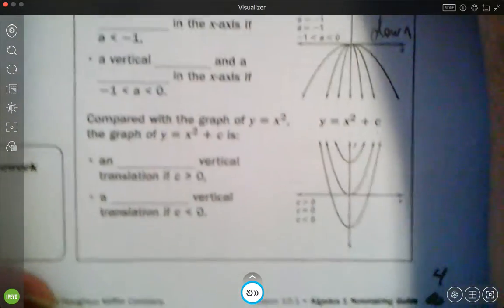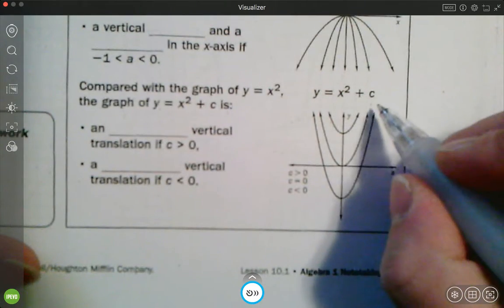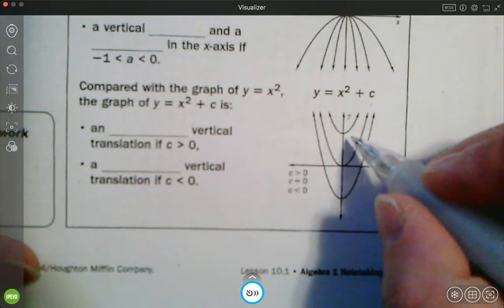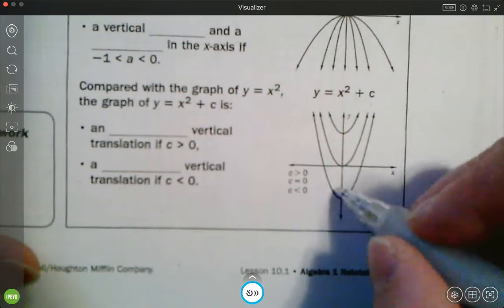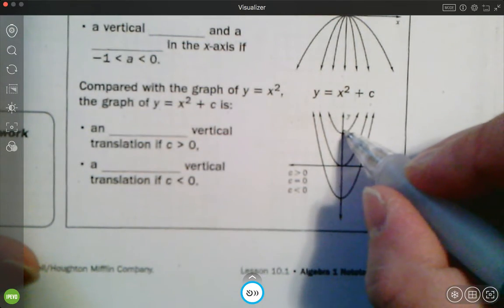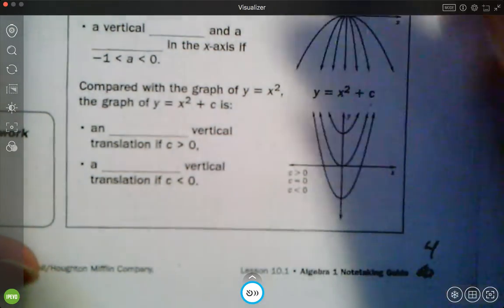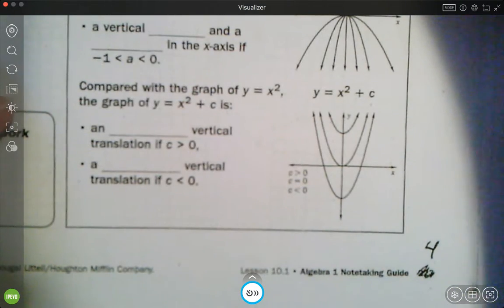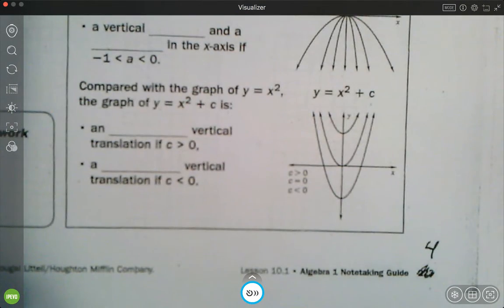And then down here, you can see the C value basically just shifts your vertex up and down. So here's a positive C, here's a negative C, and that's some of the basics. So again, between these two video references and going through these checkpoints, this could almost take both days' worth of half-hour sessions that you should be doing at home.